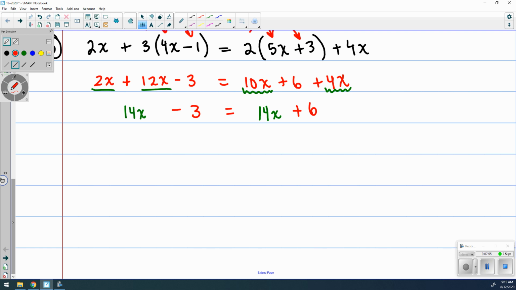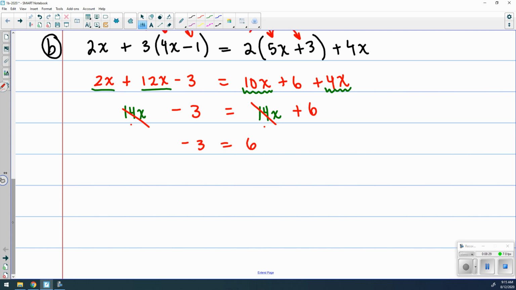Okay, so now I need to get my letters on one side and my numbers on the other side, my variables on one side, my constants on the other side. So at this point, what I like to do is look for the smaller of my two variables. Which one's smaller, 14x or 14x? Wait a minute. Those are the same, so they'll just cancel each other out. Like if this were a teeter-totter and they were both on opposite sides and they jumped off at the same time, the teeter-totter would stay balanced. Well, it would stay balanced as long as negative 3 is equal to 6.